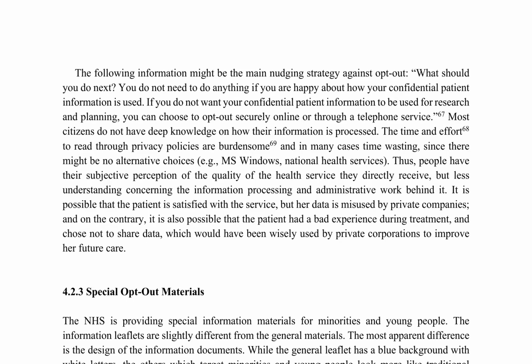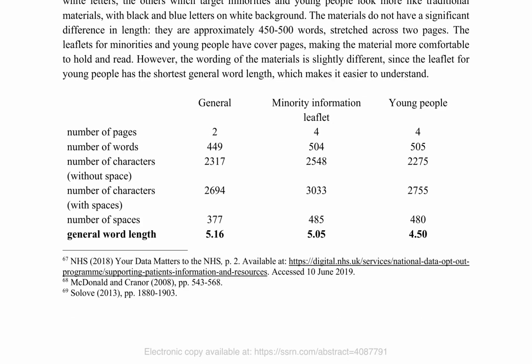The National Health Service, NHS, employs various strategies to inform citizens about the National Data Opt-out (ND Opt-out) system, which allows individuals to opt out of sharing their confidential patient information for research and planning purposes. A key nudging strategy is the provision of information materials, including leaflets and online resources, which aim to educate citizens about the opt-out system and the implications of their choices. However, research suggests that citizens often lack deep knowledge about how their information is processed, and reading through privacy policies can be burdensome.